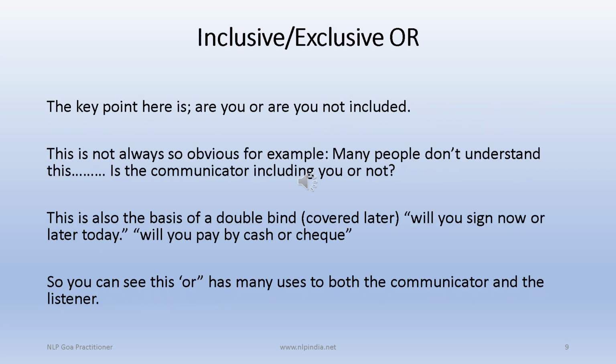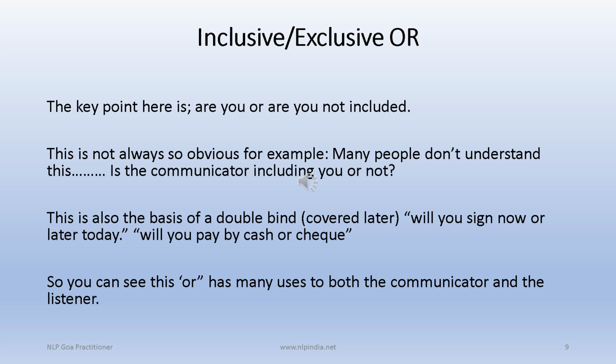So now we come to the inclusive or exclusive or. Now, the key point here is, are you or are you not included in the conversation? This is not always so obvious. For example, many people don't understand this, etc. Is the communicator including you or not in the many? Are you one of the many or are you not? This is also the basis of double binds, which we'll cover later.